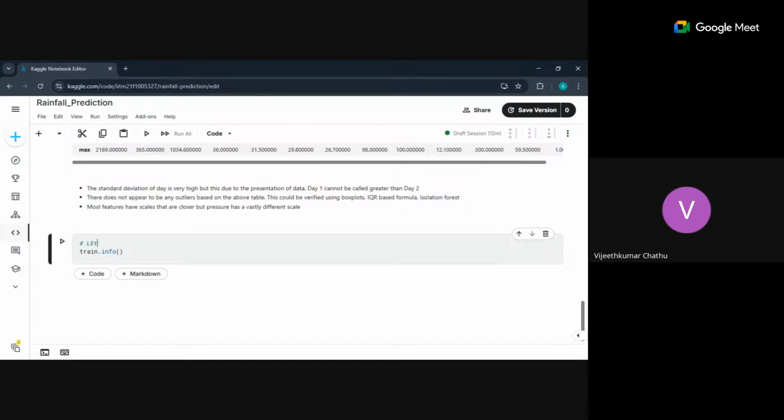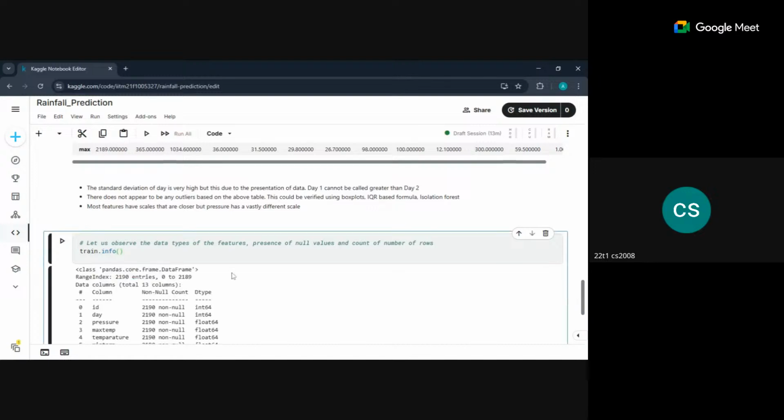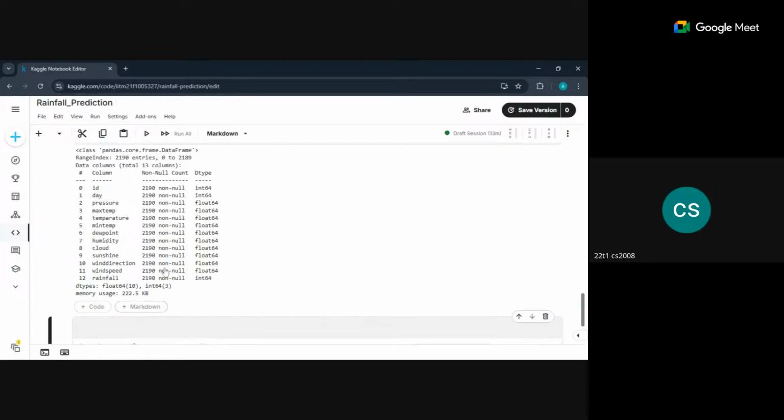Let us observe the data types of the features, presence of null values, and count of number of rows. What did we find here? Day, ID, no null values. Okay, there are no null values. Anything else? Data is float and int type.